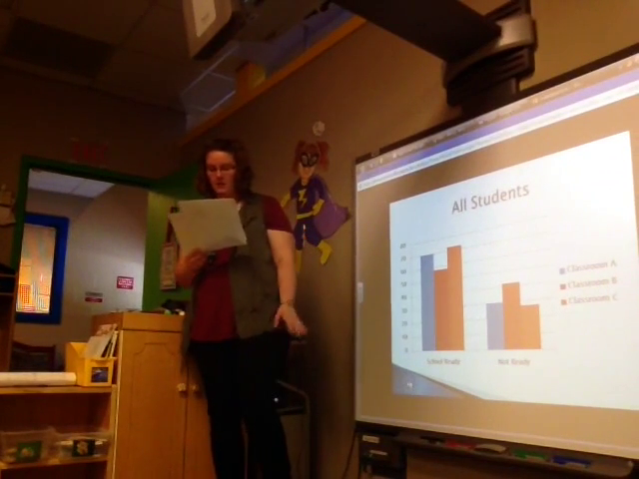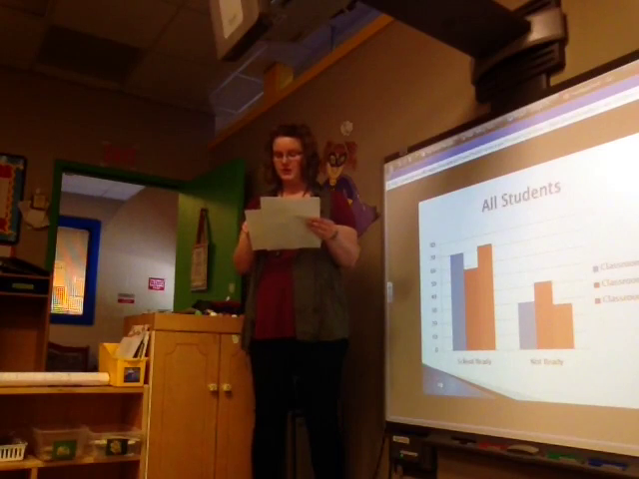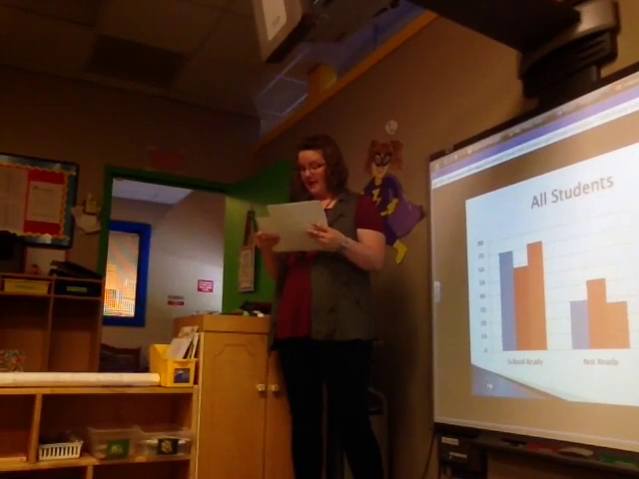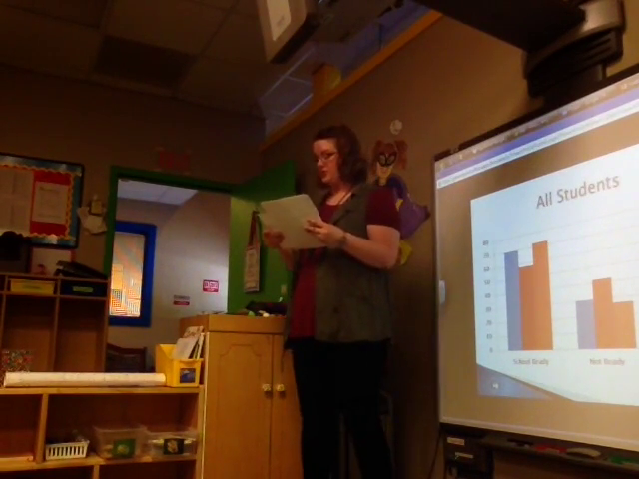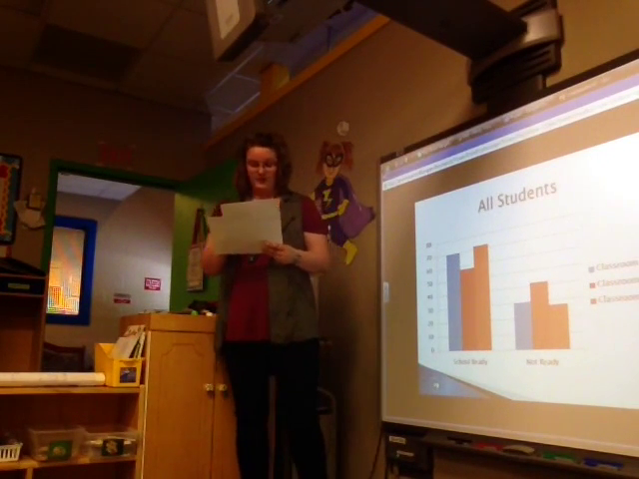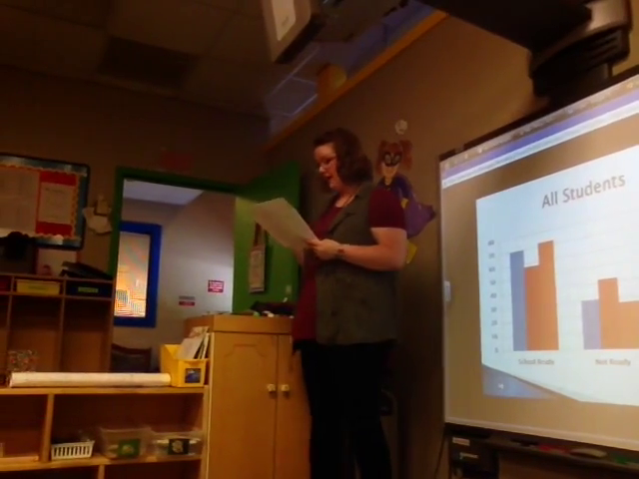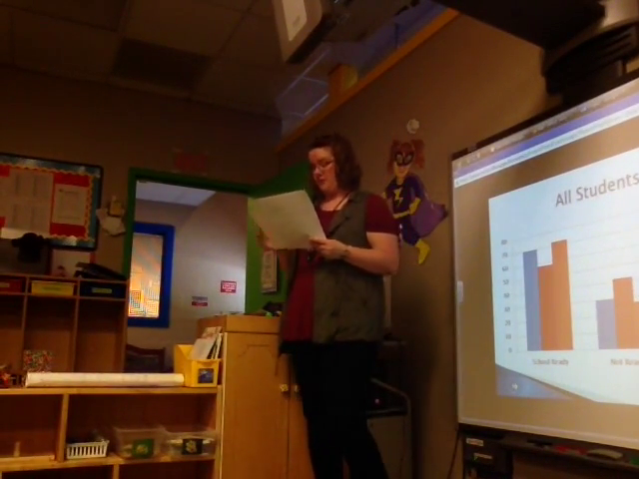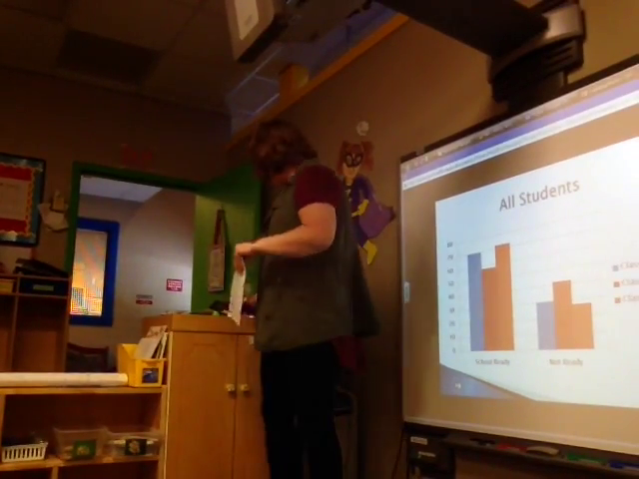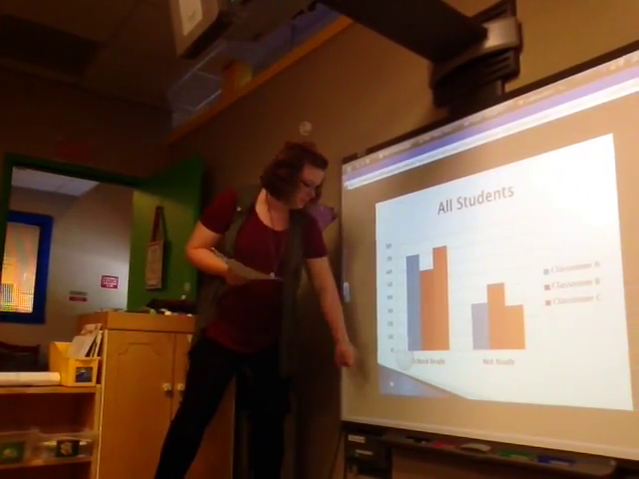So by our data looking at this, in Classroom A, there were 30% of students that were ready. In Classroom B, there were 42% of students ready. And then in Classroom C, there were 27% of the students ready. Then for not ready, we looked at Classroom A was 69.8% not ready, 57.9% not ready, and then 72.7% not ready in Classroom C. And while we're looking at this data, we are going to be looking at the Head Start.